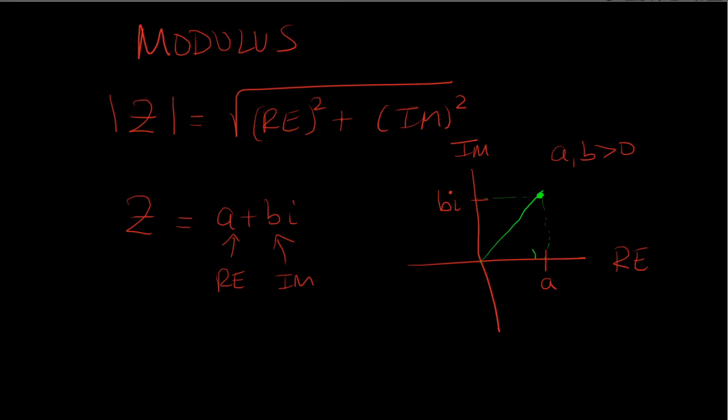So this forms a 90-degree angle. The horizontal distance here is a, the vertical is b, and so the distance will just be the Pythagorean theorem, the square root of a squared plus b squared. So now let's do a couple examples and show how this works.